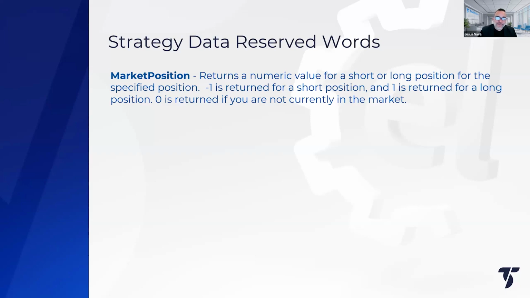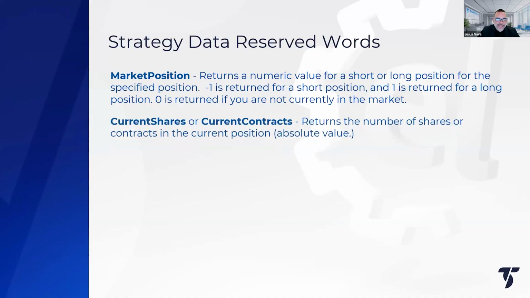This is a reserved word that returns a number and returns 0 if you're flat, meaning you don't have an open position. And it'll be -1 if you're short, and it'll be +1 if you're long. So at any moment, you can create a code that says, if market position equals so-and-so, then do something else. And that's what we're going to take a look at, market position, in just a moment. You also have the ability to take a look at current shares or current contracts. These are two reserved words that mean the same thing.